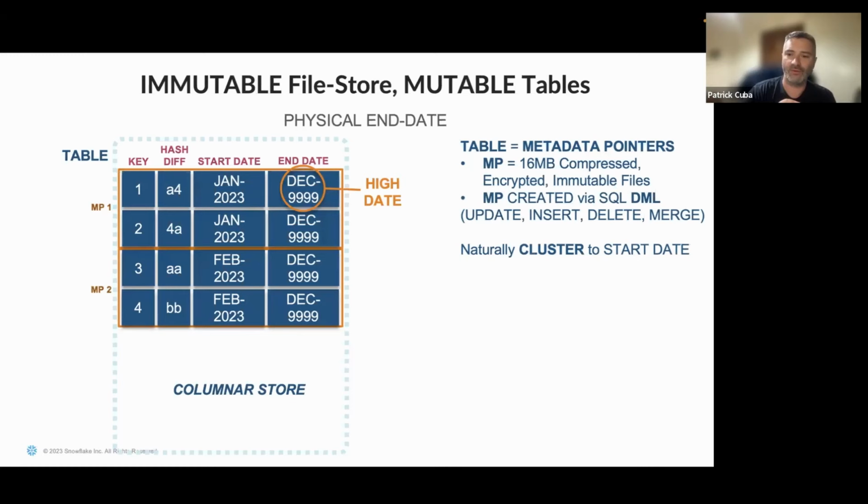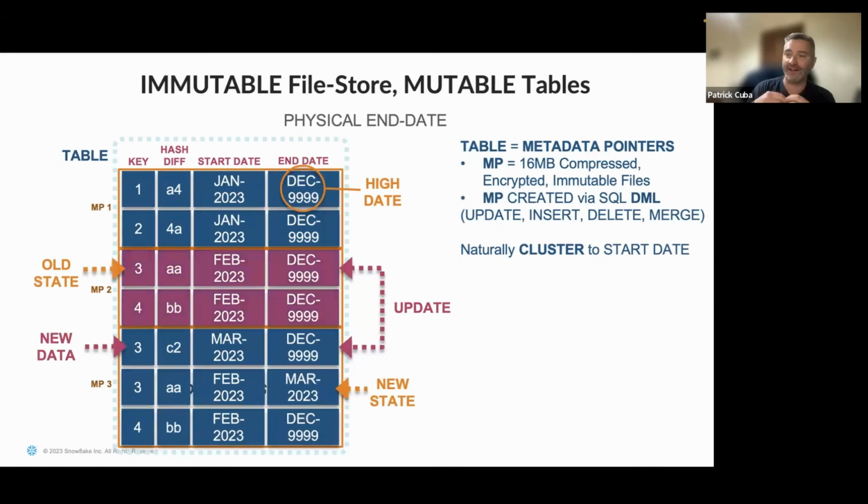Now, what happens when you do an update, right? Because the files are immutable, there is no update permitted on the file itself, but the update is performed against the table. So what you see is an update to a table. What happens physically underneath is that we've created new micro partitions to store the new state of those records, right? So in this example, we do an update against the key 3, and you can see that now March is the new low date and the high date is December 99.